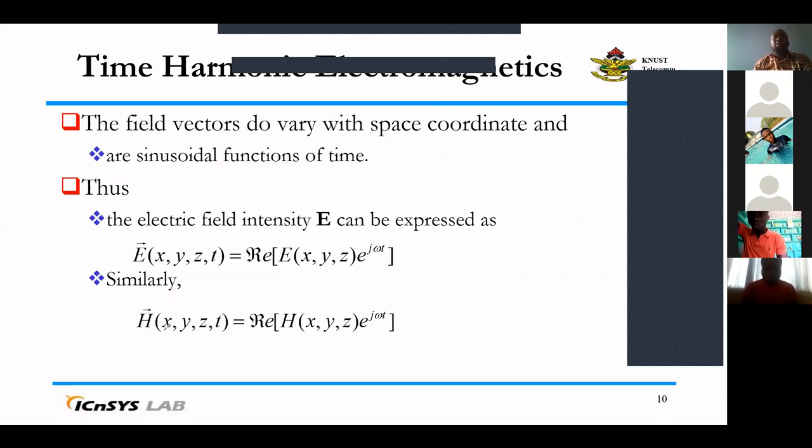Similarly, the magnetic field intensity also varies along X, Y, Z, and T. And the T variation is represented by e to the j omega t. But again, we have to take the real part, because we're interested in cos omega t. So that this becomes H cos omega t. Represented like this, we are looking at time harmonic electromagnetics, because it's a variable of time that we're dealing with here.